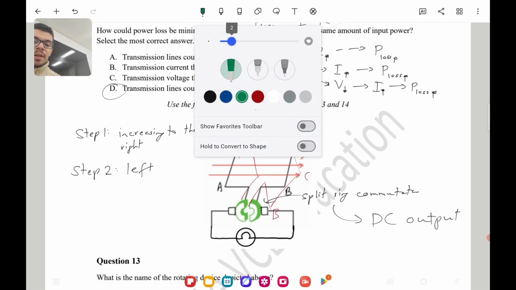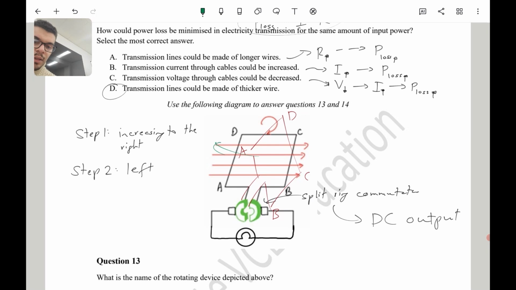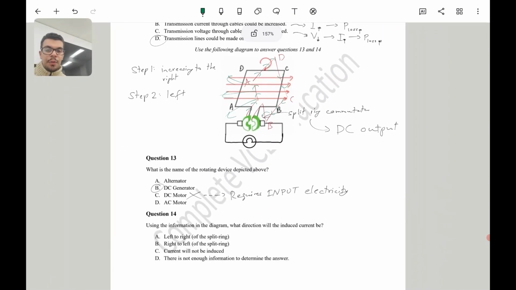Now, the induced magnetic field, we can draw that as so. Here's the induced magnetic field. And now we can use our right hand coil rule. And if you use the right hand coil rule, you'll find that the flow of the current looks like this. Okay, so this is going to be the flow of the current. And so it is going to flow, for this question, left to right of the split ring commutator. Okay, so the answer will be option A. All right, so we'll move on from there.